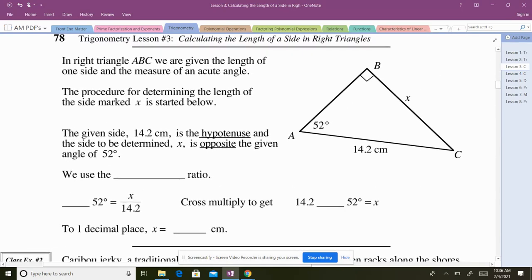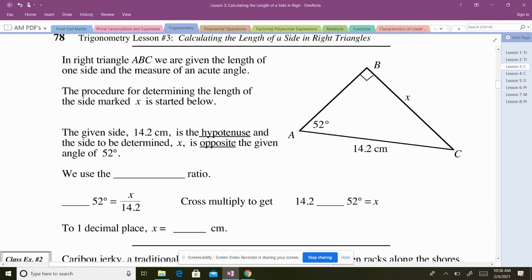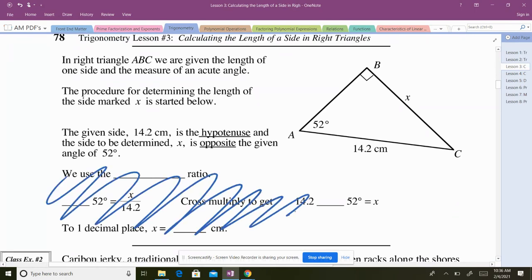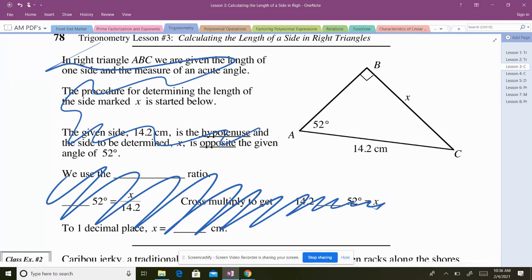What if they only give you one side and an angle? So ignore all this stuff because they just make it overly complex. If they give you a side and an angle, and they're asking for another side, you have to use trig. Okay? So what's the first thing you'd have to do when you're going to use trigonometry? Label the triangle. It's the very first thing.